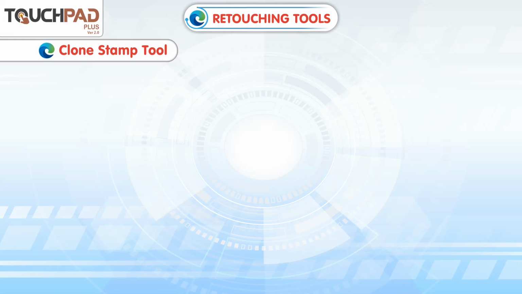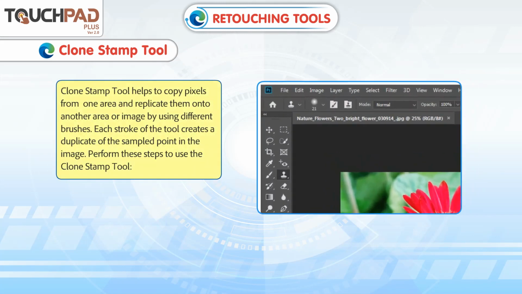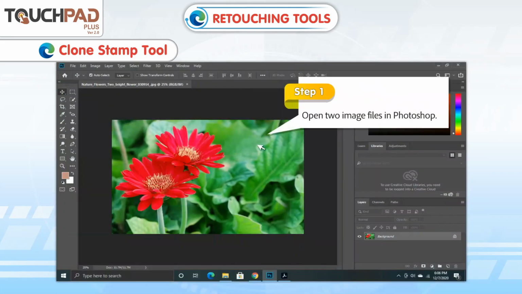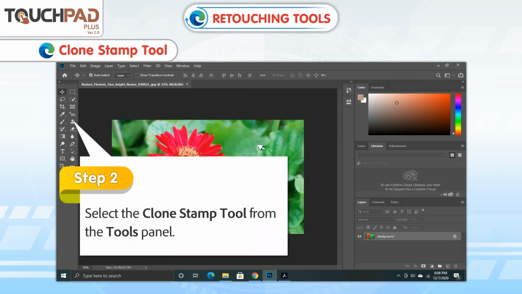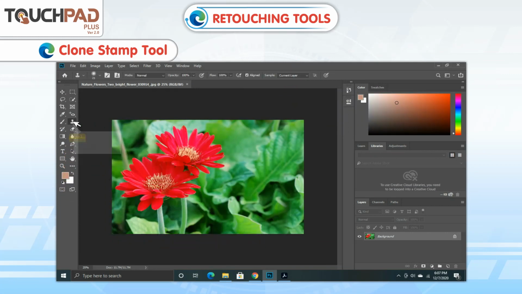Clone Stamp tool. The Clone Stamp tool helps to copy pixels from one area and replicate them onto another area or image by using different brushes. Each stroke of the tool creates a duplicate of the sampled point in the image. Perform these steps to use the Clone Stamp tool. Step 1. Open two image files in Photoshop. Step 2. Select the Clone Stamp tool from the Tools panel.